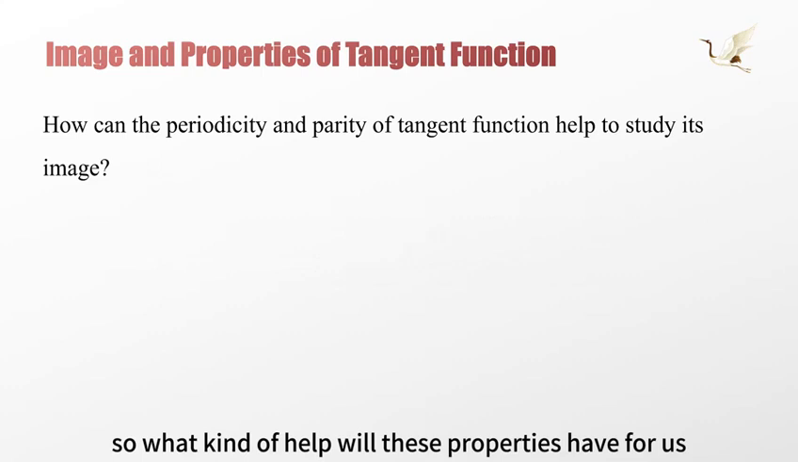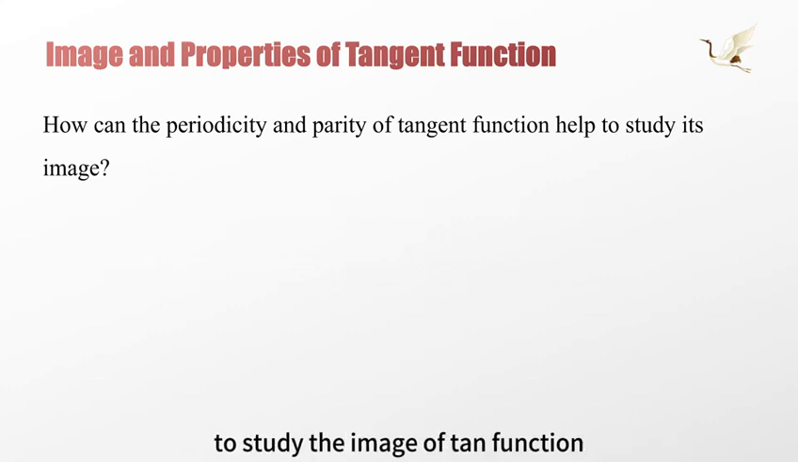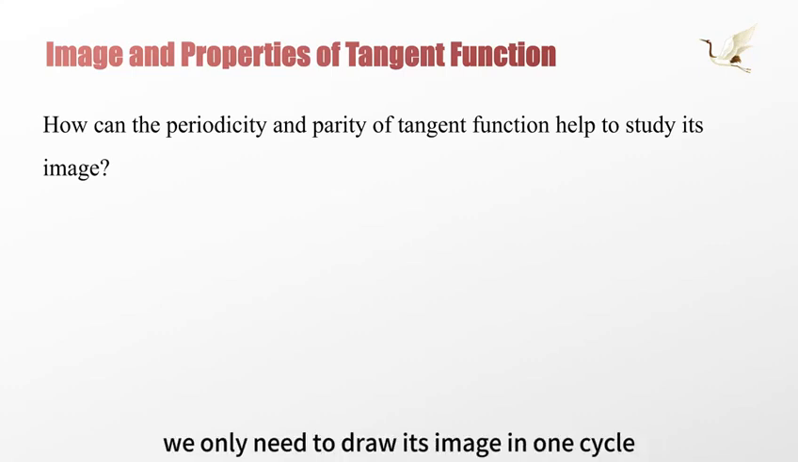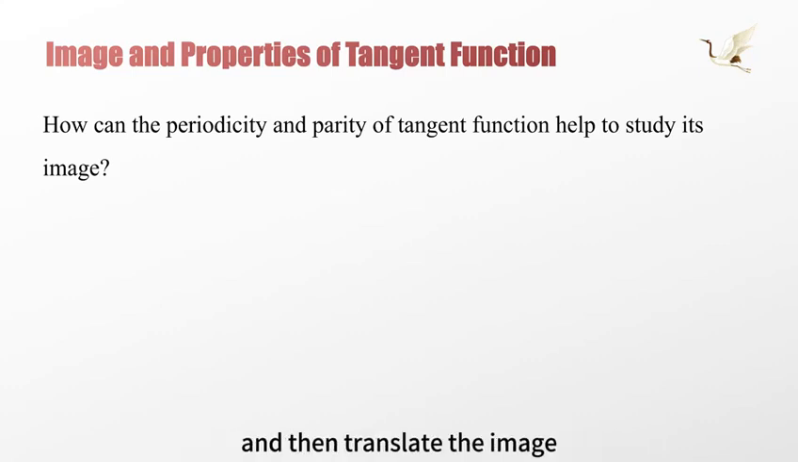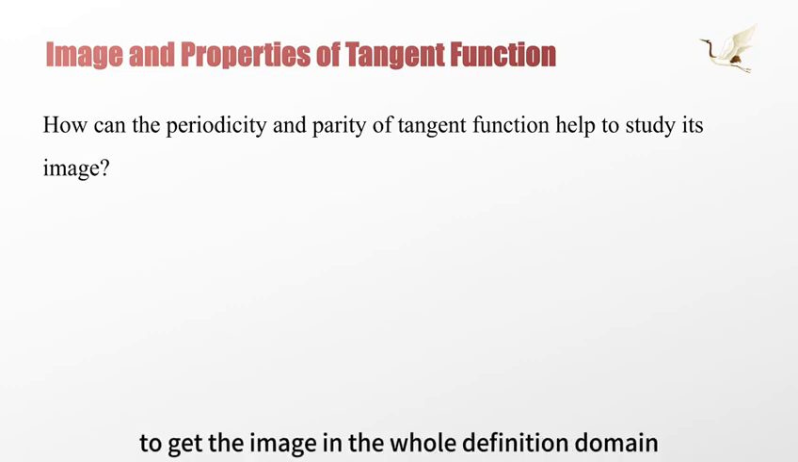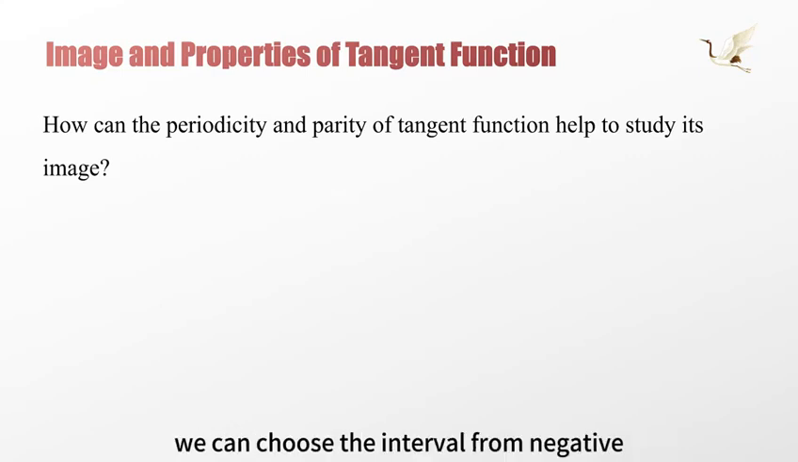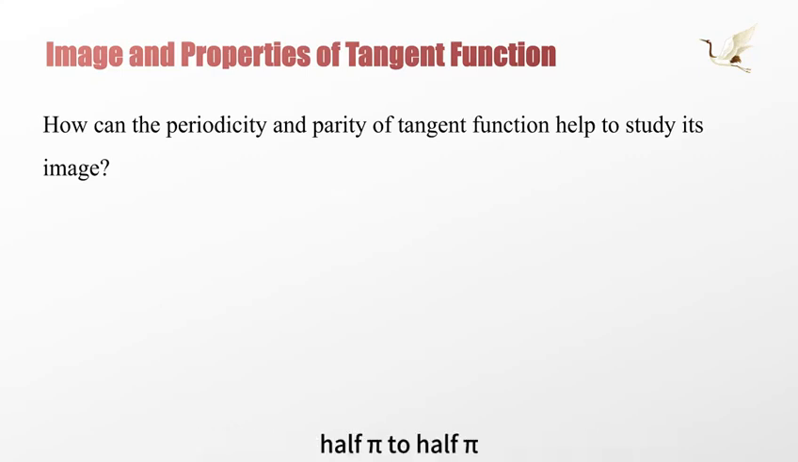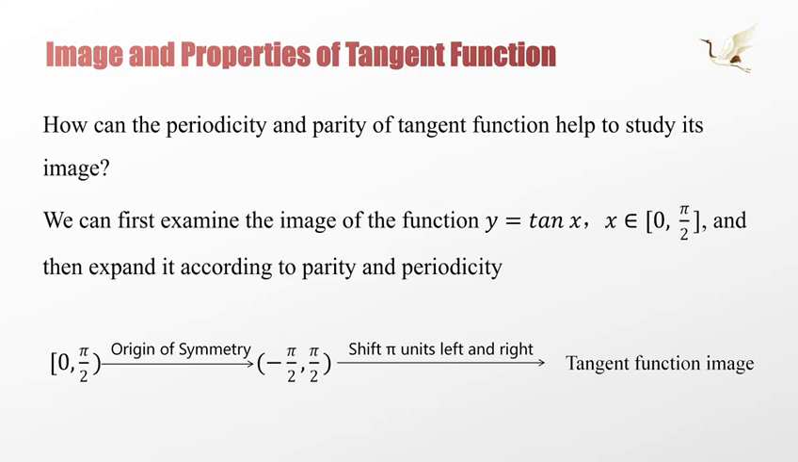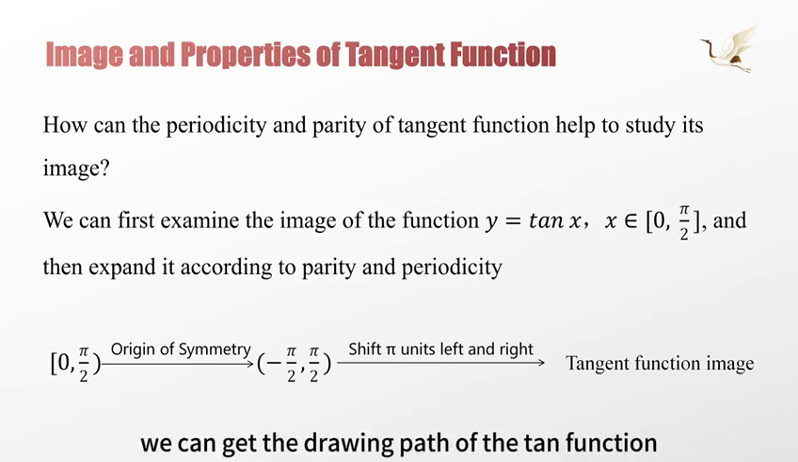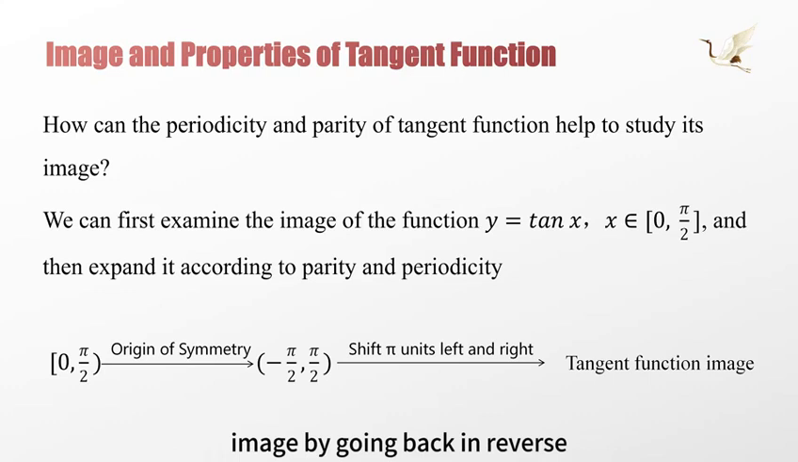So what kind of help will these properties give us in studying the image of the tangent function? Since the tangent function is a periodic function, we only need to draw its image in one period, and then translate the image to get the image in the whole domain. So which interval with length pi should we choose? We can choose the interval from negative half pi to half pi. Because of the parity of the function, we only need to draw the image of y equals tangent x in the range of 0 to half pi, then we can get the drawing path of the tangent function image by going back in reverse according to the analysis we just made.